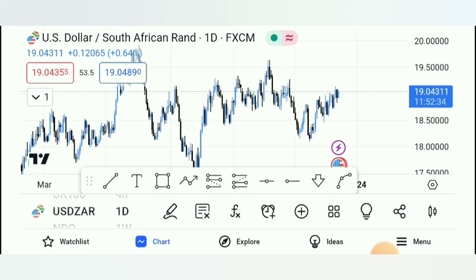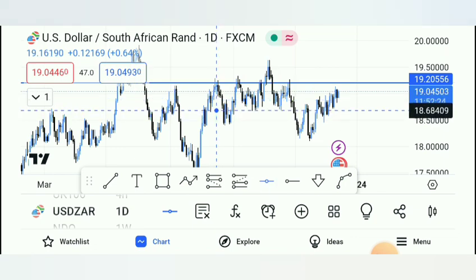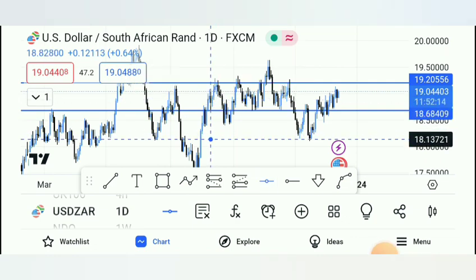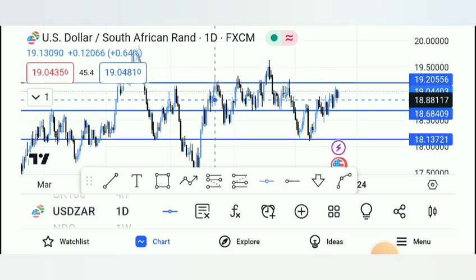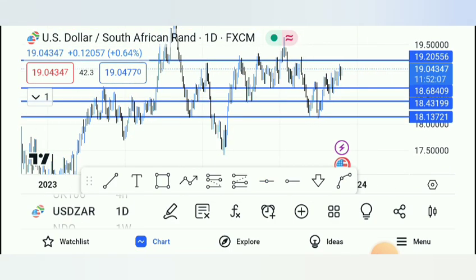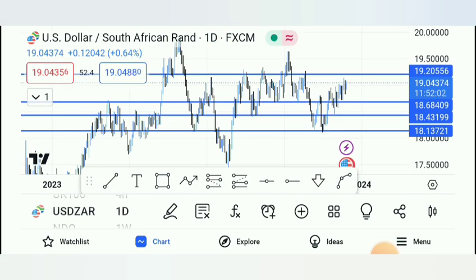So the first thing I do is identify my zones. As you all know, what are zones? Zones are parts where the market comes and reverses. As you can see here, I'm marking my zones. You want to make sure that you identify all of your zones.